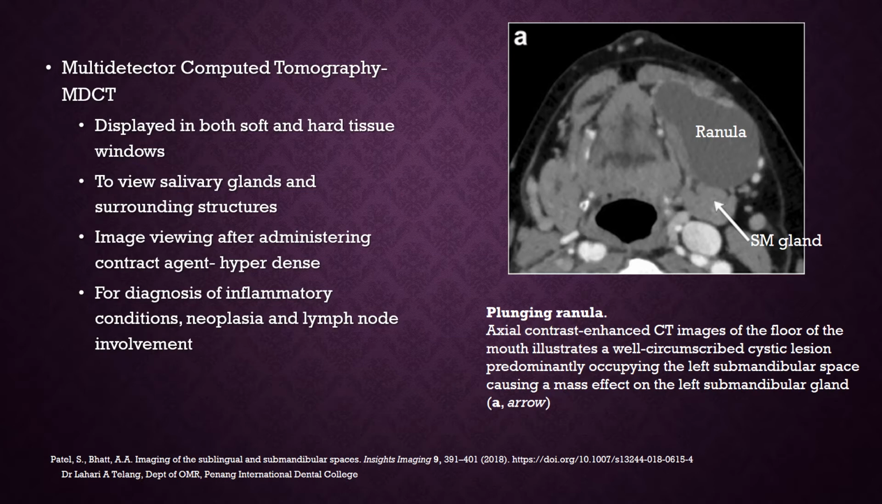This is a case where you're seeing a plunging ranula, which is a large space-occupying mass seen on the floor of the mouth. It is a well circumscribed cystic lesion predominantly occupying the left submandibular space, causing a mass effect on the submandibular gland. So you can see that the gland has been pushed to one corner, and you can see a large ranula, which is a plunging ranula.